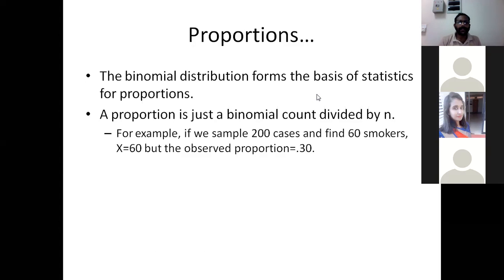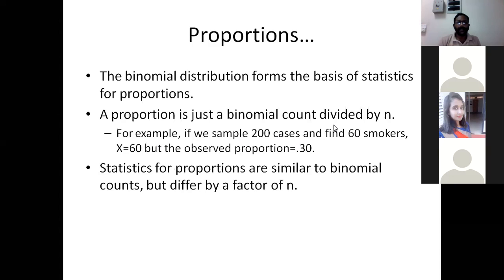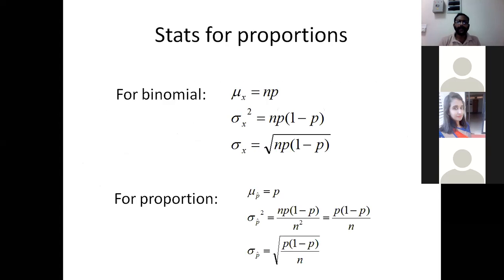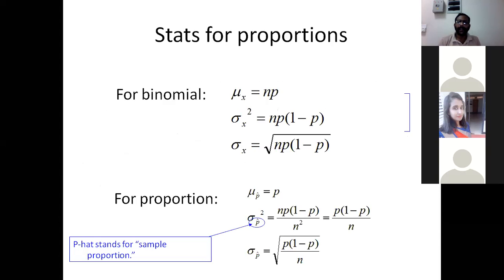Some proportions. A proportion is just a binomial count divided by n. So, for example, if we have a sample of 200 cases, we find 60 smokers out of 200. So what is the proportion, right? Statistics for proportions are similar to the binomial counts, but differ by the factor n. So again, the same concept for the expected value and the variance.